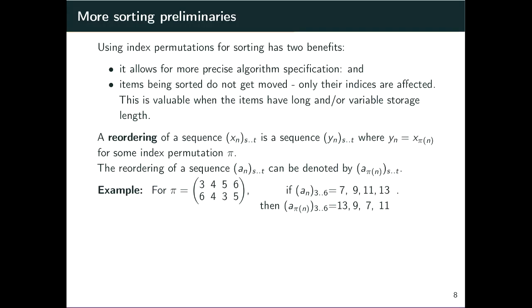So for example, with our previous example, we've got this permutation, we've got our sequence, and then our reordered sequence according to this permutation is, well, 3 is going to go to 6, and 3 was associated to 7. Wait a second, I've got myself confused. Yeah. So 3 is going to 6, so A_3 is this one here, but A_pi(3) is going to be A_6, and A_6 is this one here, so it's 13.